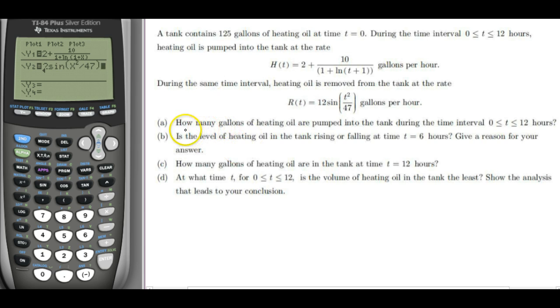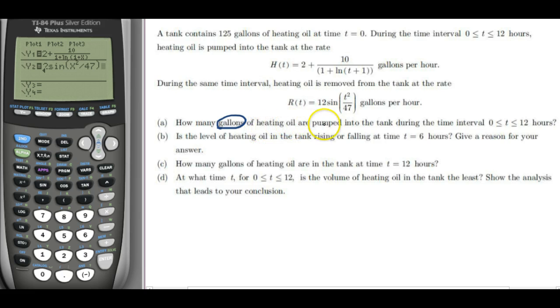Alright, so now that those are stored, let's go back and answer the questions. For part A, how many gallons of heating oil are pumped into the tank during the time interval from 0 to 12 hours. In this part of the problem, we're asked to find how many gallons. I have my functions in gallons per hour, so I know I'm going to have to integrate these functions in order for the units to cancel out. We've done that a few times now. The units of hours will need to cancel, and then we'll have our answer in gallons.